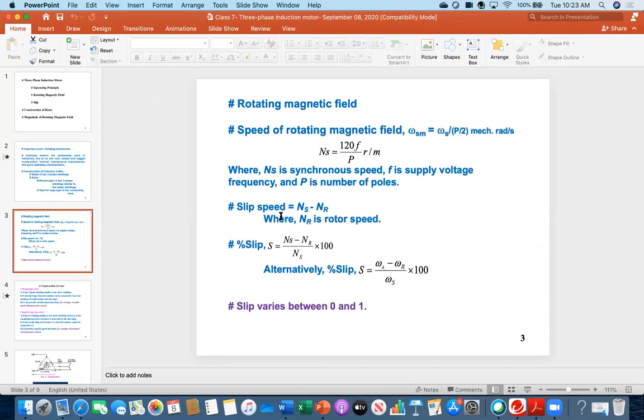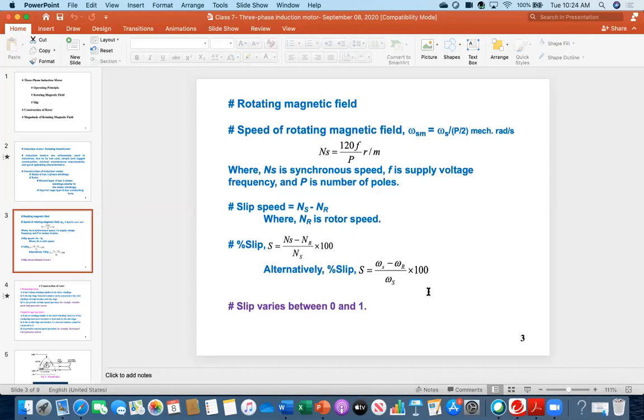And I said slip speed is Ns minus Nr. This is the slip equation: Ns minus Nr over Ns. So Ns minus Nr is called the slip speed. Alternatively, you might express it in terms of omega, or radian per second. When you use the symbols Ns and Nr, this means it is in RPM, revolutions per minute. And if you use the symbols omega s and omega r, these are in radian per second.